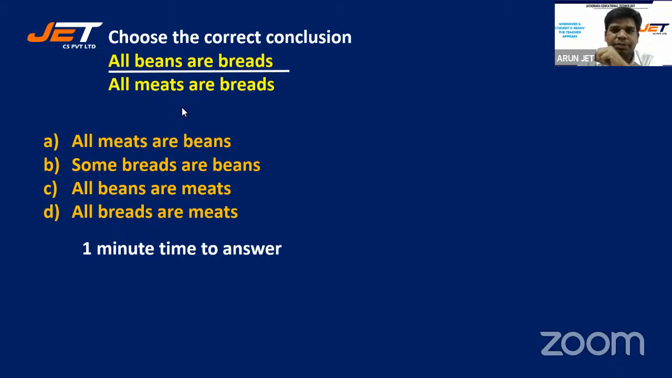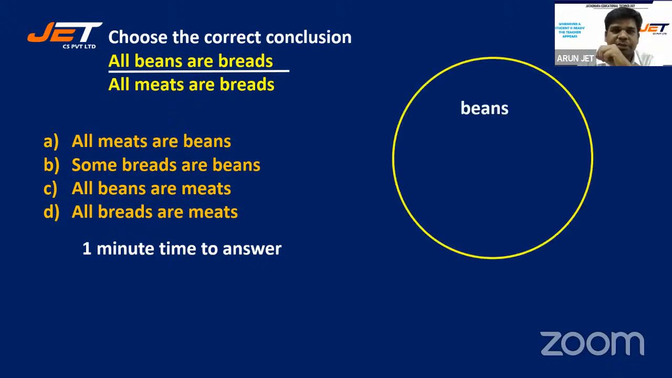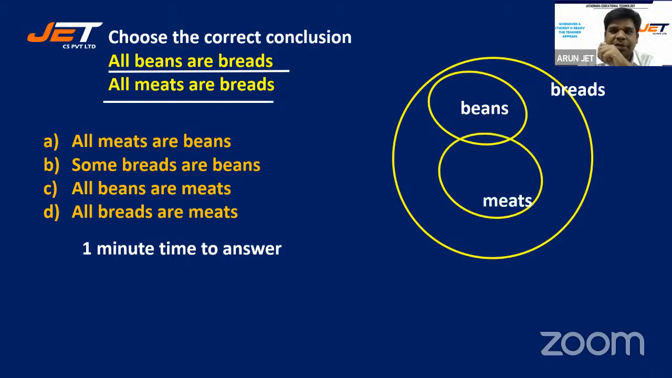Let's look at the solution, students. Here is beans and breads this way, one encircling the other. All meats are breads this way. So there could be intersection between beans and meats. So some breads are beans, some meats are beans.